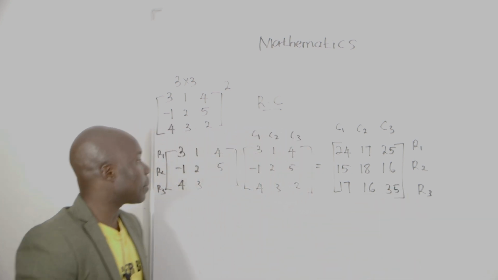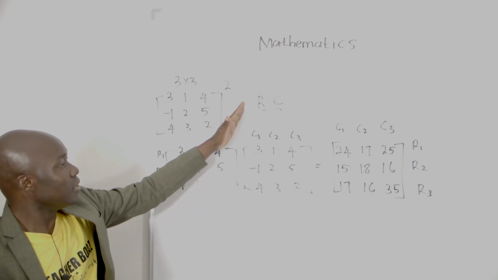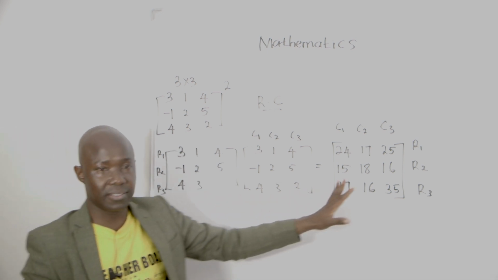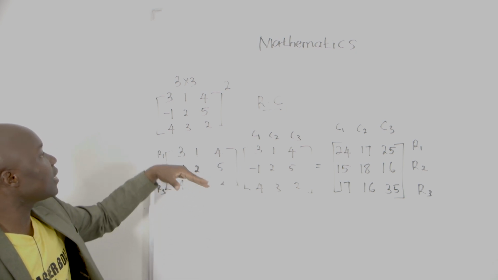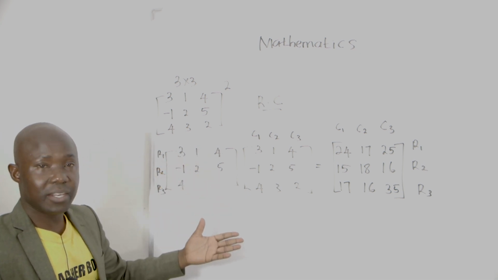So that's how we get the product of a 3 by 3 matrix. We start with the rows, then we multiply by the column, and you need to check the entries, what is important in this particular case. So now we know how to multiply a 2 by 2. We know how to multiply a 3 by 3.